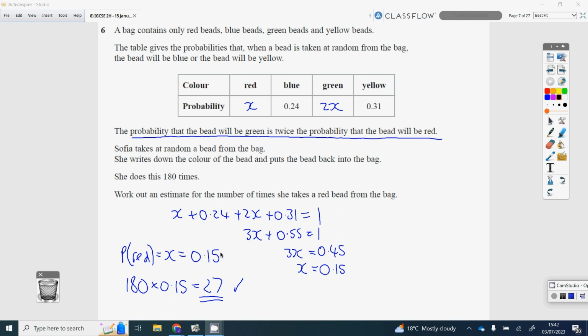Now, Sophia repeats this 180 times. So how many reds would you expect to get? What would be your estimate? So you take the probability of a single red, 0.15, multiply it by 180, and this gives us 27.